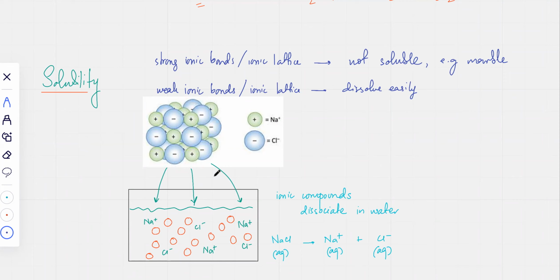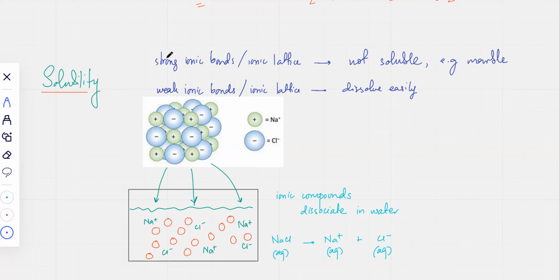Concrete, or the walls of your house, is basically an ionic compound. If you take a chunk of concrete and try to dissolve it in water, it's not going to dissolve, because the ions are sticking together so strongly. So remember, the basic idea is that if the ionic lattice is weak, it dissolves very easily. Vice versa, if the ionic lattice is strong, it would be very hard for it to dissolve and it's not going to be very soluble.